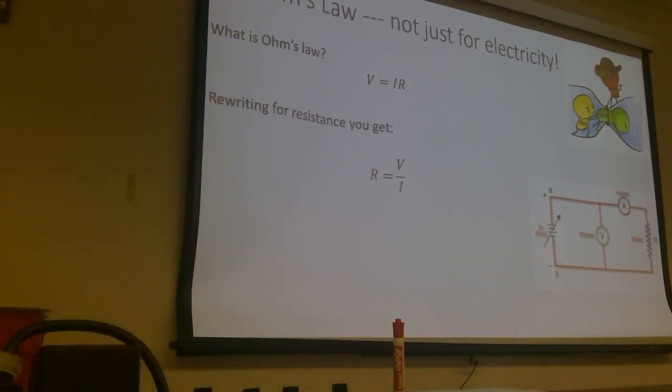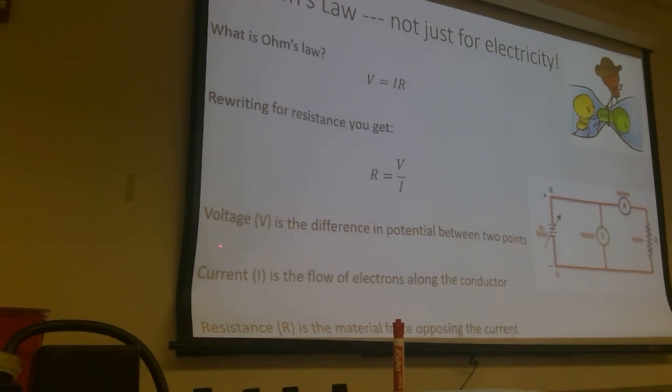We can rearrange that formula. V equals IR is the same algebraically as R equals V over I. Voltage is the difference in potential between 2 points. Current is the flow of the electrons along our conductor, and resistance is that material force that opposes the flow of the current.